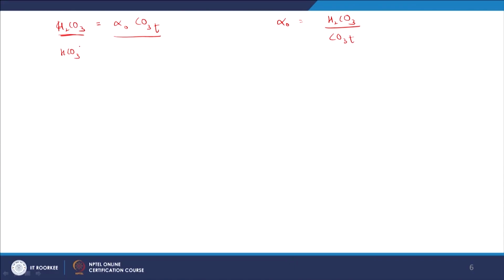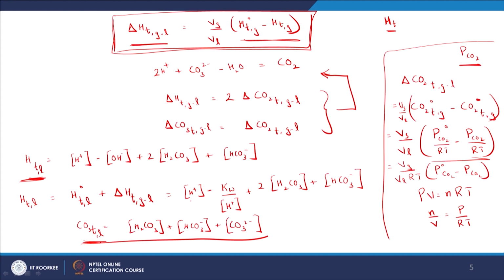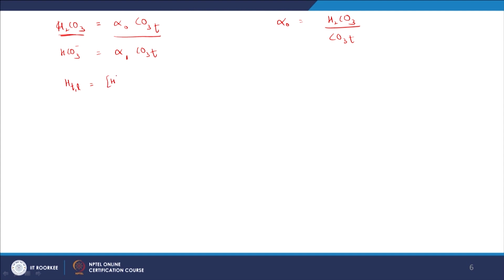So let us simplify that and also come back to what I am trying to draw you towards. It is going to be equal to alpha 1 into CO3 total, and I am going to plug this in the previous equation. What is that going to be equal to? So the H total in the liquid phase is going to be equal to H plus minus Kw by the concentration of H plus, plus 2 times alpha naught plus alpha 1 into CO3 total.